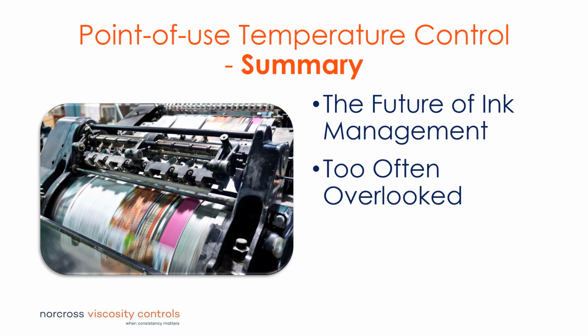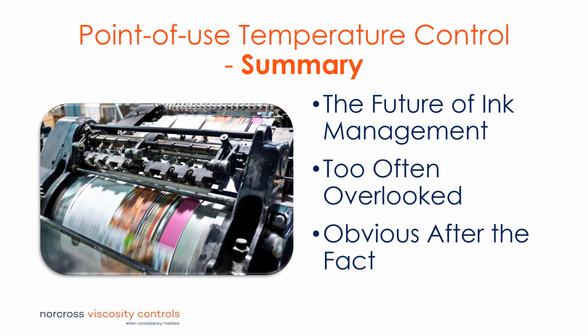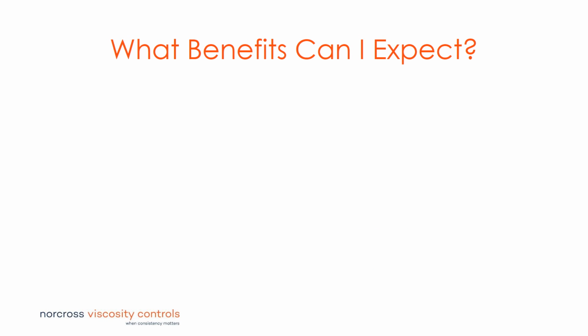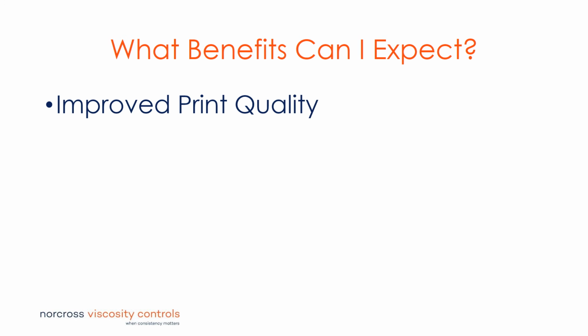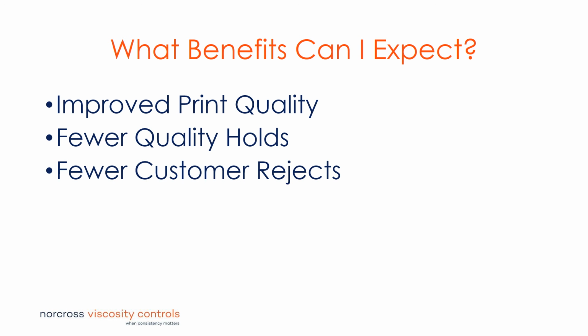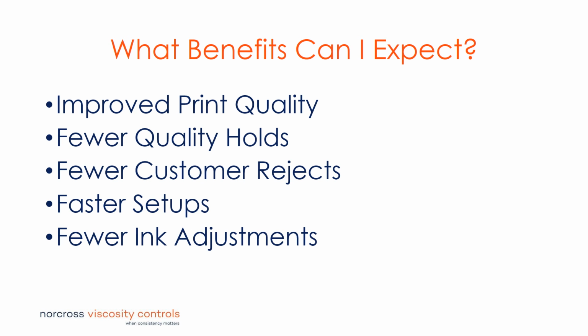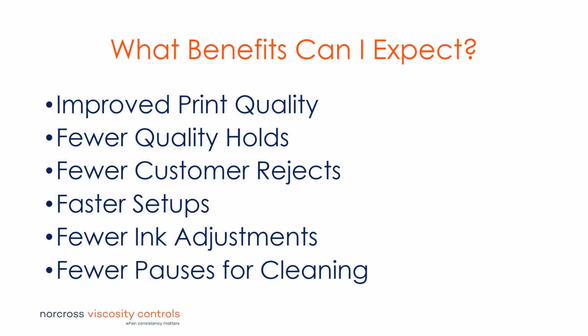Printers have adopted other ways of addressing the symptoms of temperature variation, like adding solvent or changing anilox rolls, and therefore have stopped considering how this is affecting them. But once the effects are brought to your attention, the benefits become obvious after the fact. By implementing accurate ink viscosity control, you can expect improved print quality, fewer quality holds, fewer customer rejects, faster setups, fewer ink adjustments, and fewer pauses for cleaning.